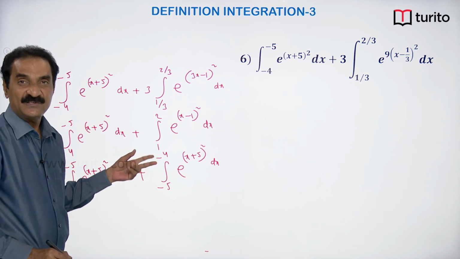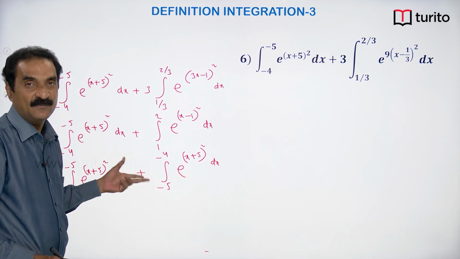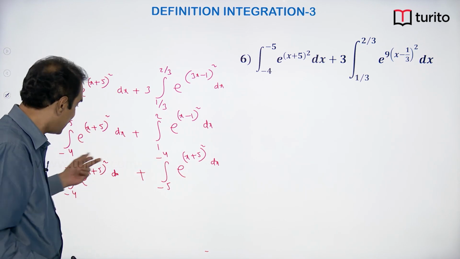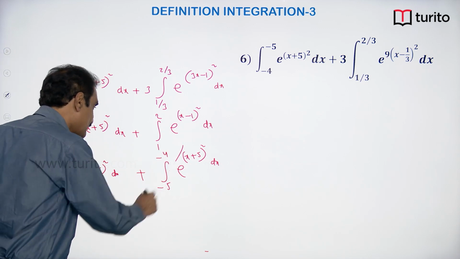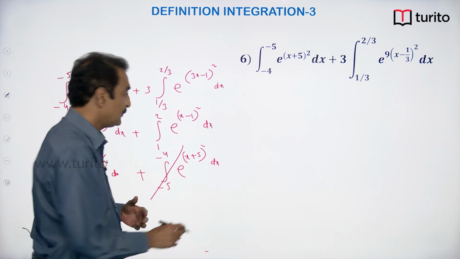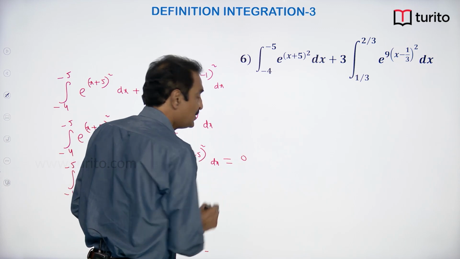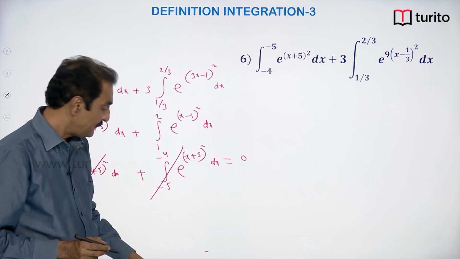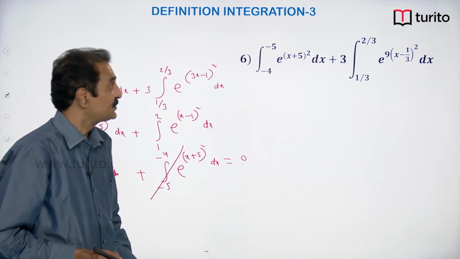Now, if you interchange the limits, what happens? Sign will change. That means this is negative of this. So, these two will cancel. You will get the answer 0. Okay. Next question.